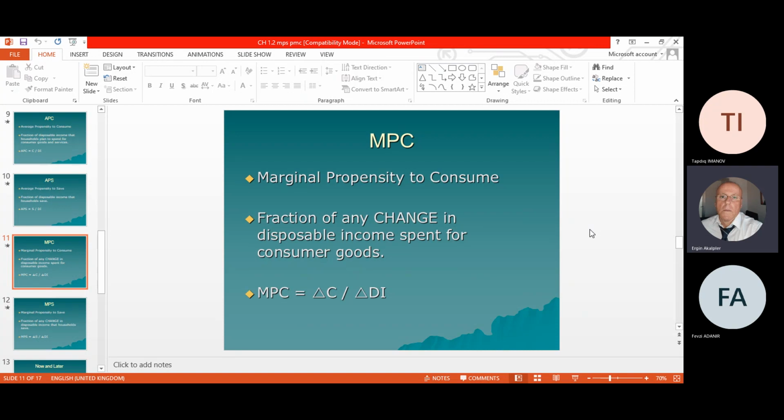The fraction of any change in the disposable income spent on consumer goods is the marginal propensity to consume, and it is calculated with this equation. This is usually between 0 and 1, and if it is approaching 1, it is not good, because this means you are not having any account for saving. If it is reduced and leaves a little more room for saving, then it approaches 0. Therefore, approaching 1 is not good for the economy, because we expect that people are able to save some.